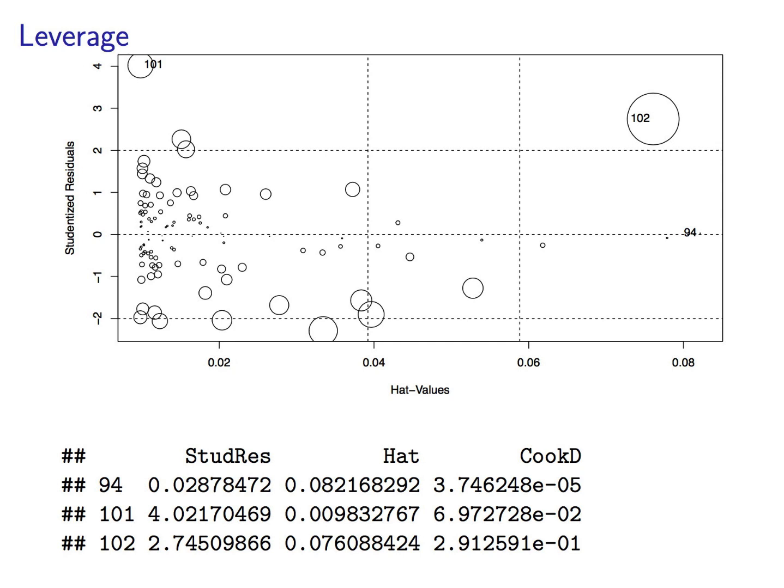On the y-axis, we have the studentized residuals. That is, we rescale the model residuals so that they have a standard deviation of 1. On the x-axis, we have the hat values. This is a measure of how much the predicted values change when we compare the two models.